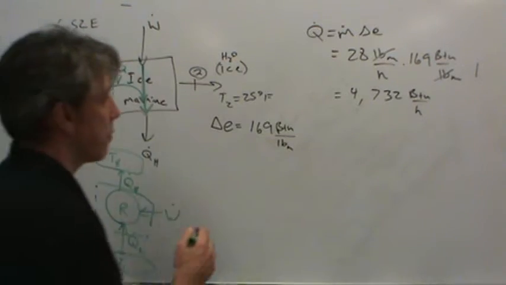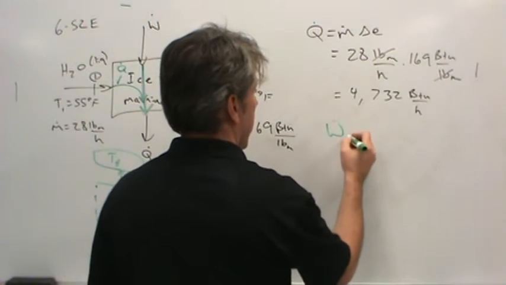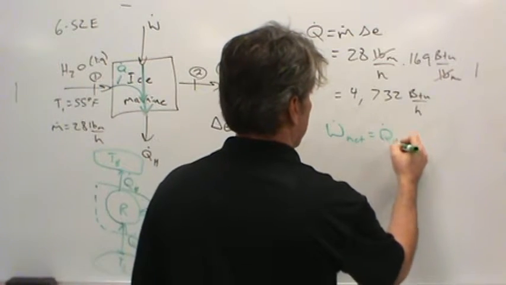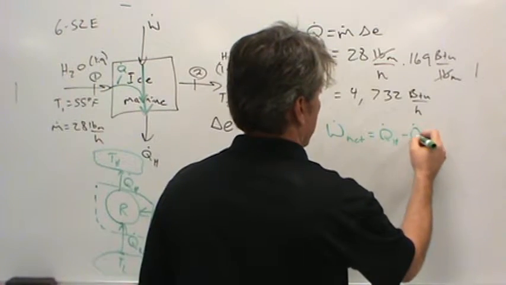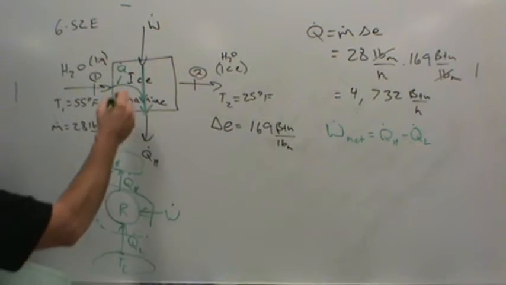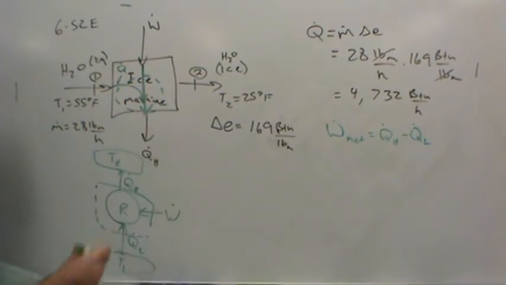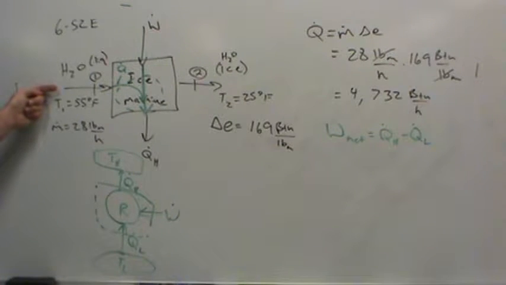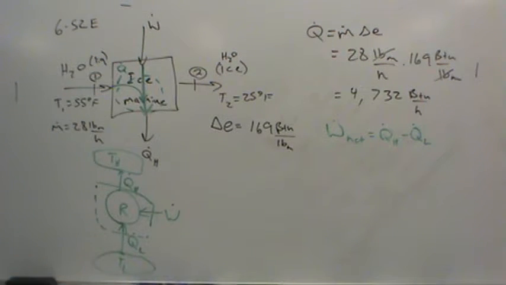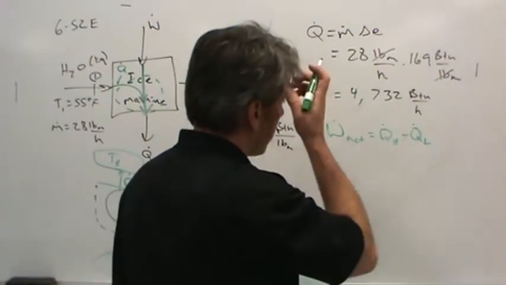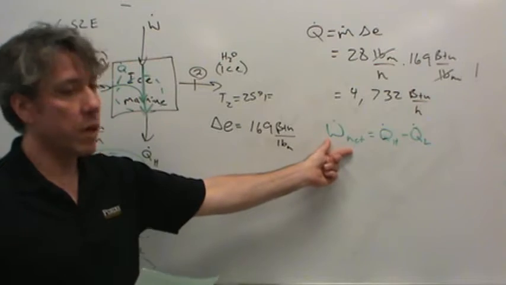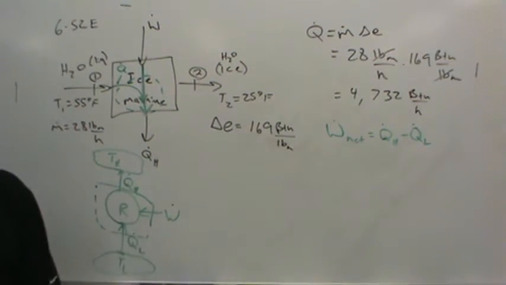So anyway, look at an energy balance around this thing. This is just what we had before, right? The net work is equal to Q dot H minus Q dot L. It's just an energy balance, and it makes sense, right? Heat flows in, work flows in, they come out as heat. That's all it says. Nothing more difficult than that. Now the question is, how much net work is required? That's what we're supposed to calculate.